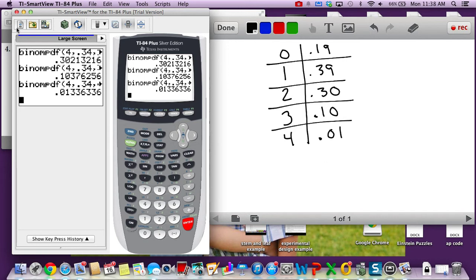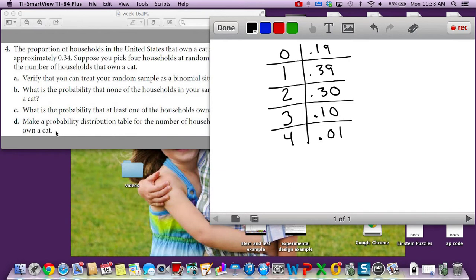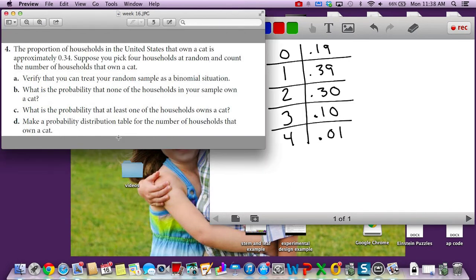So here's your probability distribution table for the number of households that own a cat. You have a 19% chance that 0 do, a 39% chance that 1 household does, a 30% chance of 2 households, a 10% chance of 3 households, and a 1% chance of 4 households.